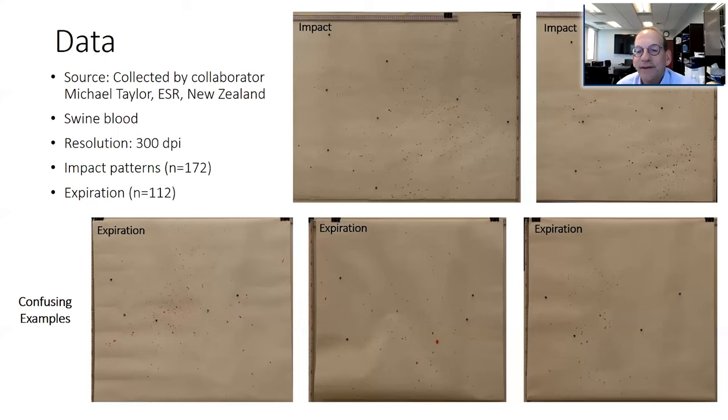And so everything I've done is based on this very limited set of data, right? And so the question is, how does that compare to casework? Would an algorithm that was built to distinguish these lab-generated impact patterns and these lab-generated expiration patterns have the capacity to do as well in case-based data? And where do we get case-based data, right?